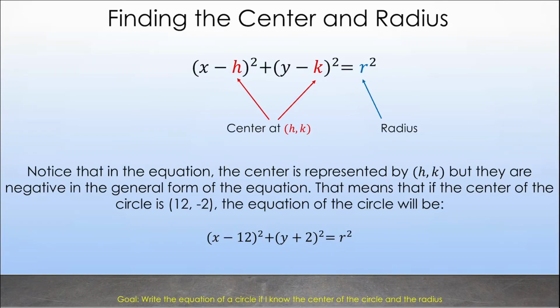So finding the center and the radius, notice that in the equation, the center is represented by h comma k, but they are negative in the general form of the equation. That means that if the center of the circle is 12, negative 2, the equation of the circle will say x minus 12 and y plus 2. So notice the big difference is the opposite signs. I have a positive 12, negative 12, and negative 2, positive 2. We've seen that before when we were talking about the equation of a parabola.